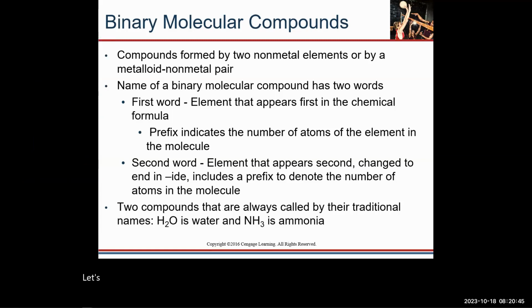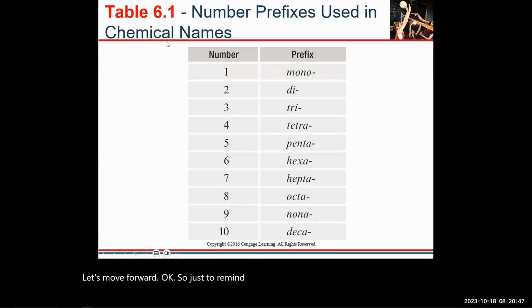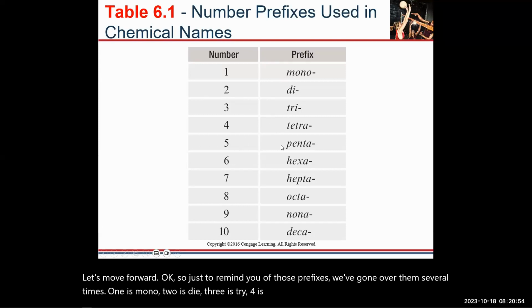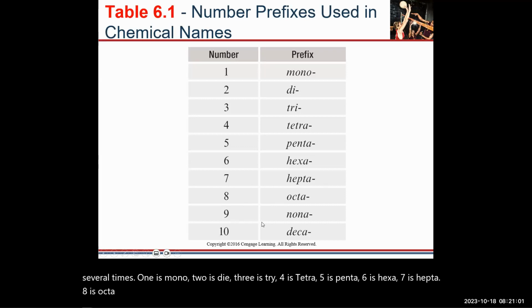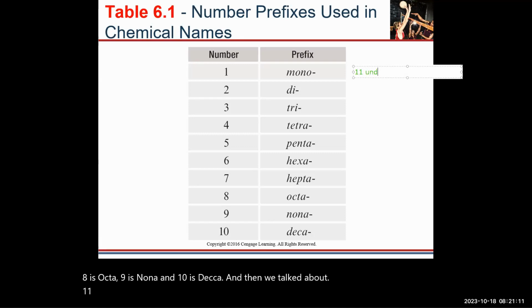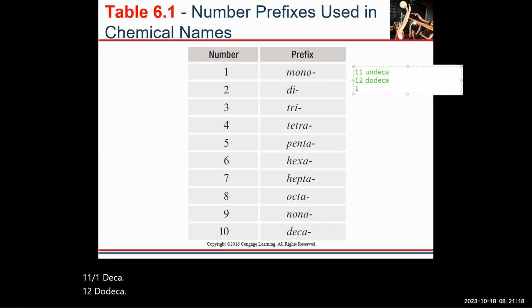Let's move forward. Okay, just to remind you of those Greek prefixes, we've gone over them several times. 1 is mono, 2 is di, 3 is tri, 4 is tetra, 5 is penta, 6 is hexa, 7 is hepta, 8 is octa, 9 is nona, and 10 is deca. Then we talked about 11 undeca, 12 dodeca, and 13 trideca.